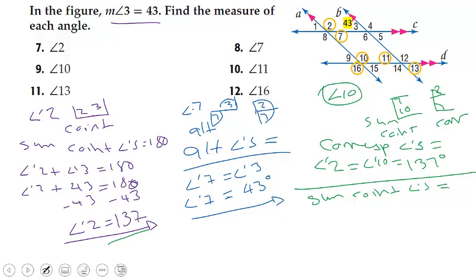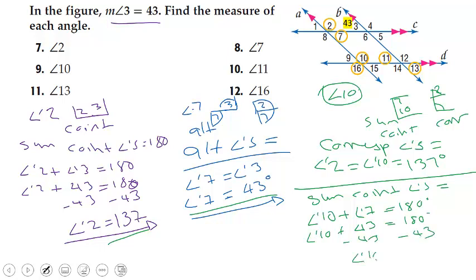angle 10 plus angle 7 is equal to 180 degrees. So angle 10 plus 43 is equal to 180 degrees. Minus 43, minus 43, angle 10 is equal to 137 degrees. Don't forget your degree sign. Same answer on both.